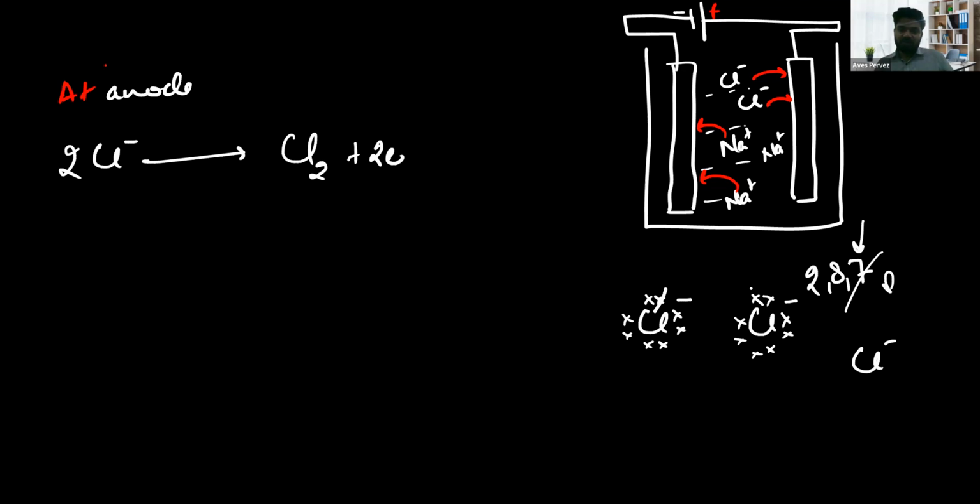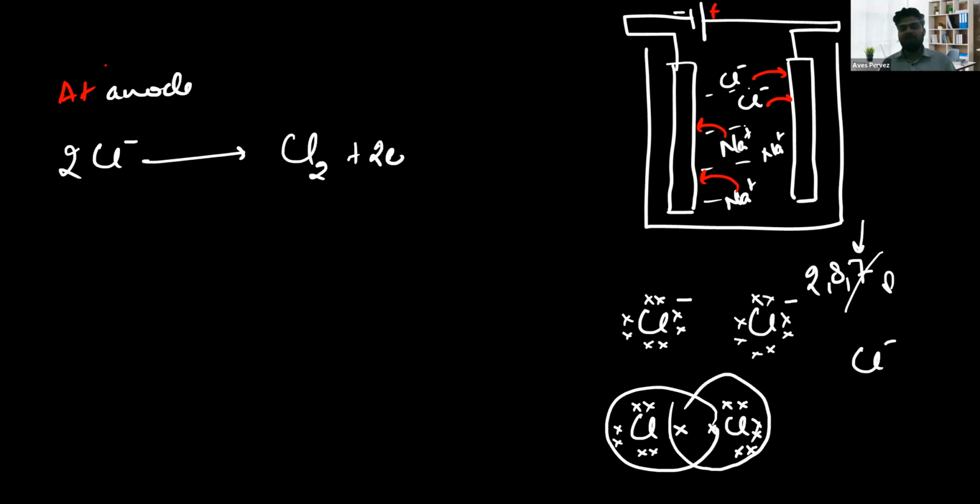Then one of the electrons, they have to lose one electron so that it can make a bond. So they will lose one electron, and they will become Cl atoms. Now these Cl atoms don't have any charge because they have lost the electron. Now they will combine together and form a covalent bond like this, and Cl2 gas will form.